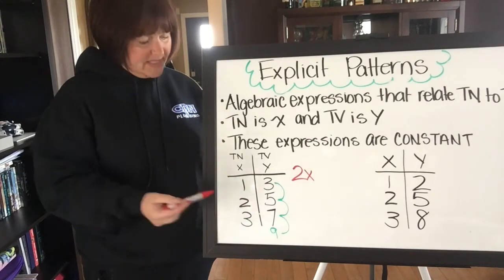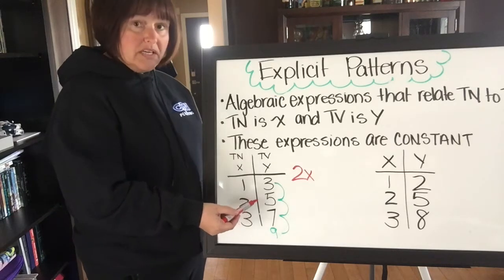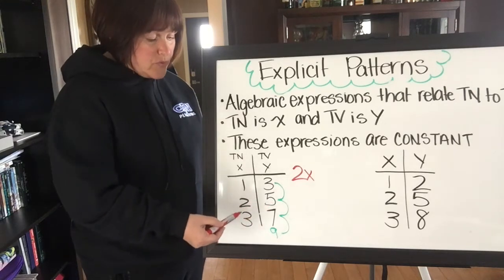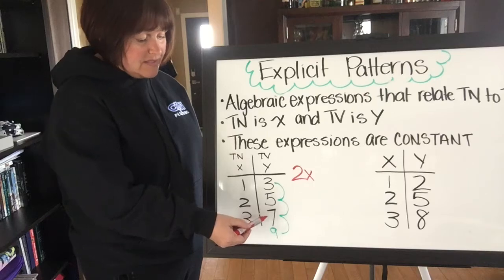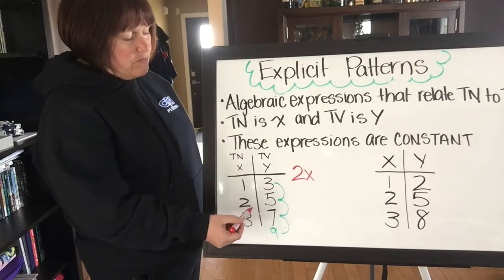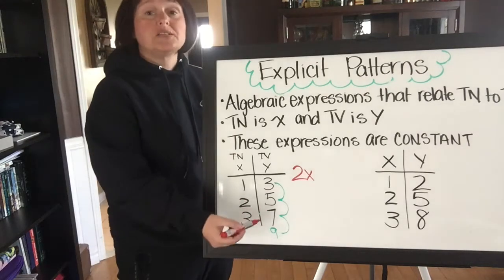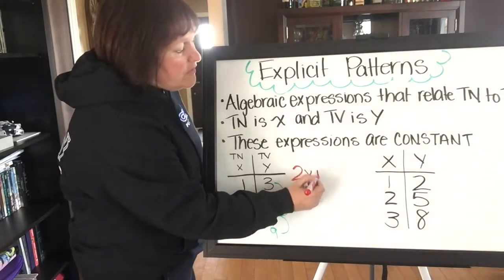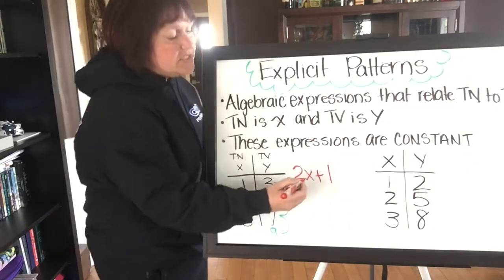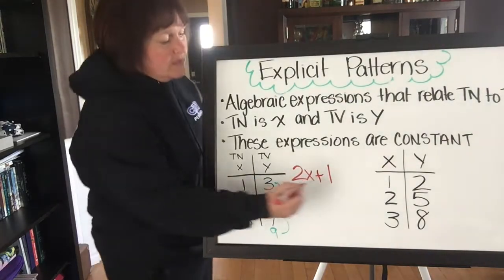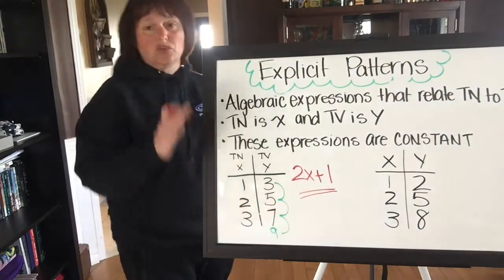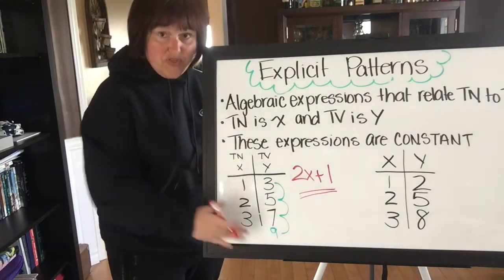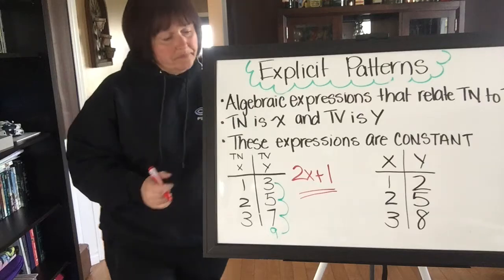Let's see if that works again. 2 times 2 is 4, plus 1 is 5. 3 times 2 is 6, plus 1 is 7. So we know that our explicit pattern rule is 2x plus 1. That's our pattern rule that can be used all the time for this specific pattern.